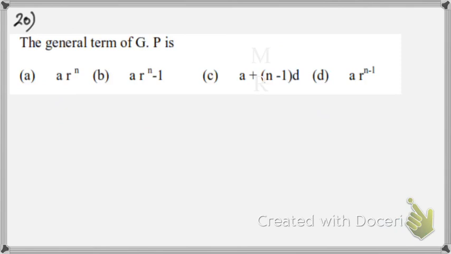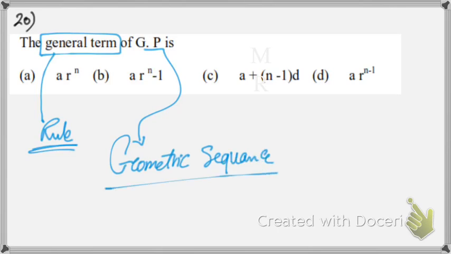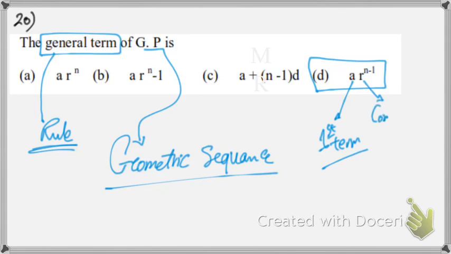Question 20. The general term of GP is. The meaning of general term, it means the rule. And GP is geometric sequences. So I wanted to find the general rule for geometric sequences, which is a multiplied by r to the power of n minus 1. Whereas a is the first term and r is the common ratio, the number that I multiply or divide each time.